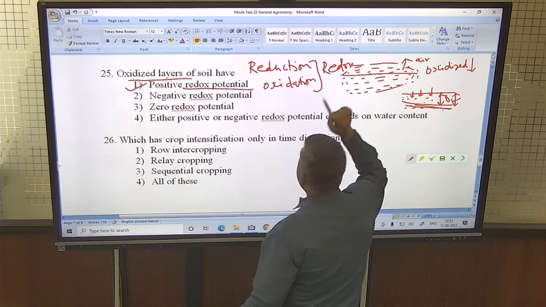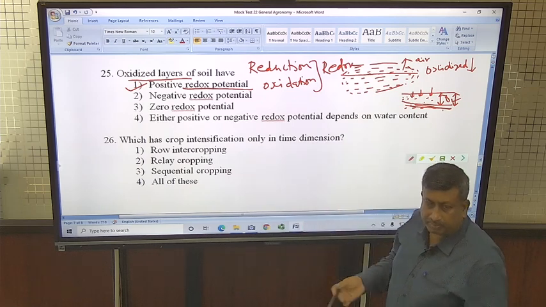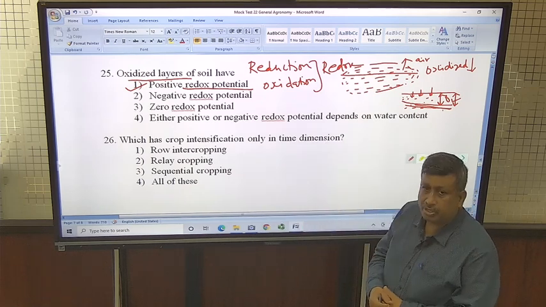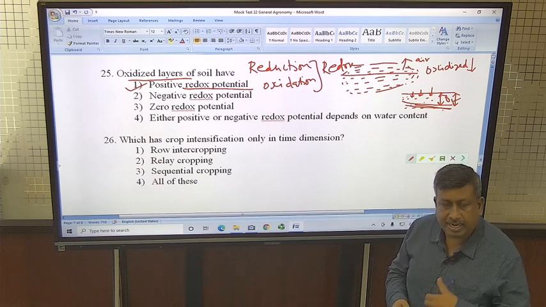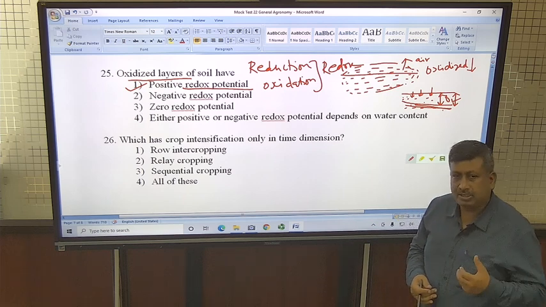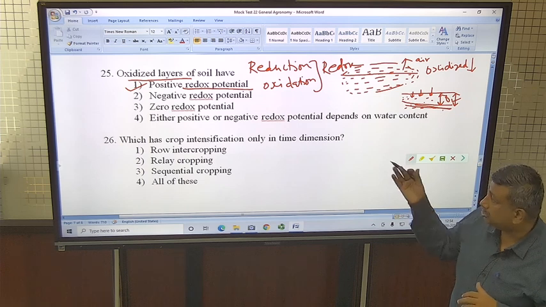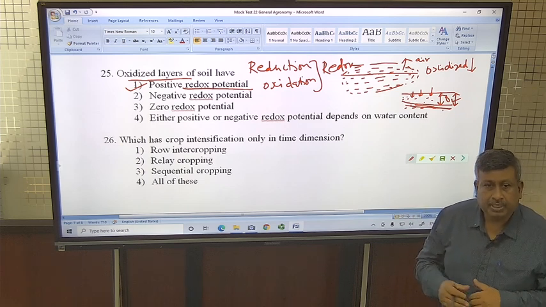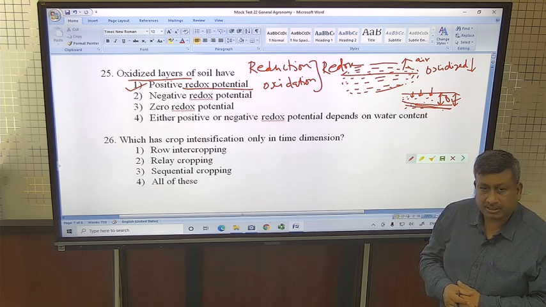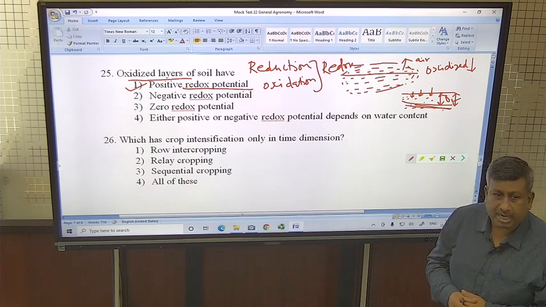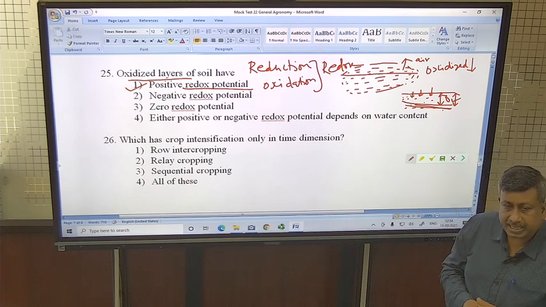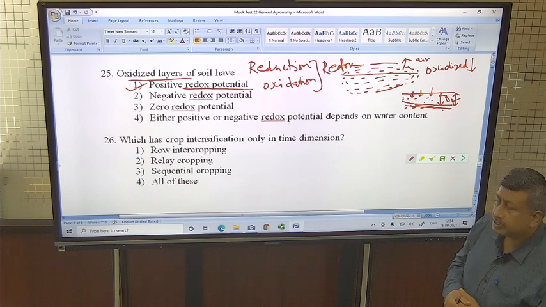So, if air is more, meaning oxygen is more, then redox is high, meaning positive. If air is low, meaning oxygen is low, then redox is low. So, this question may be asked in such a condition: in a waterlogged field, redox is... In this case redox will be negative, but in the oxidized layer it is always positive.